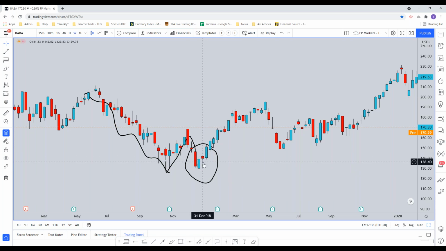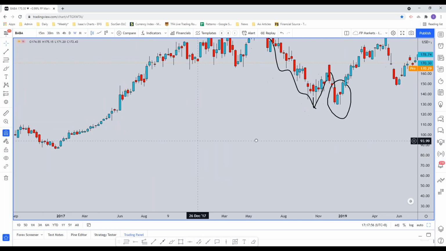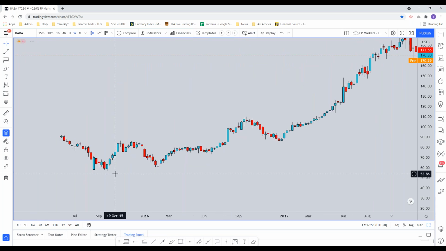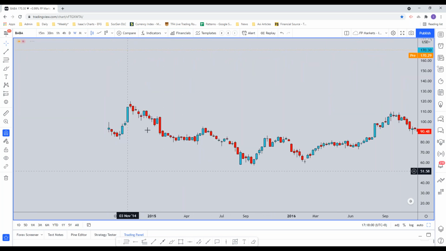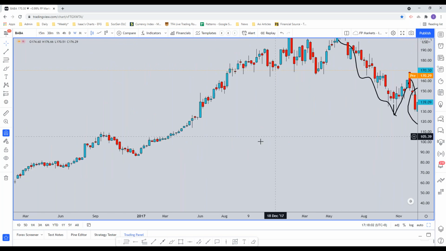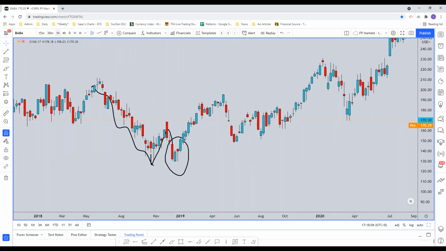After this hammer pattern is formed, we see price for BABA on the weekly make a continuous push all the way up. That is essentially how we can use candlestick patterns to look for reversals. I'm just going to scroll a bit further back and look at the swing highs and swing lows. On BABA, this seems to be the only hammer pattern that I can find.